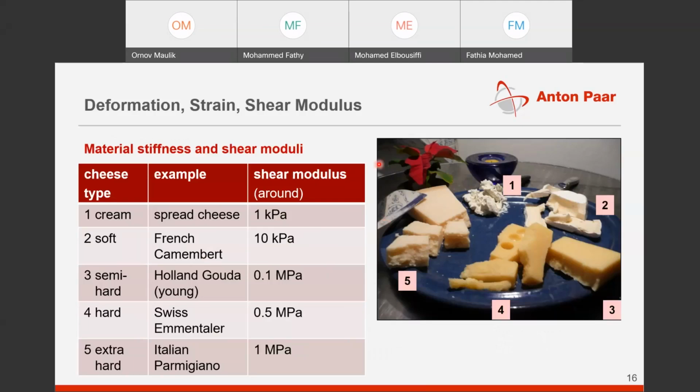Just to give you an example of a shear modulus and what it means, you can see here examples of different cheese products with different shear modulus. So we have a cream sample which has a very low shear modulus. That means the hardness of this particular cream sample is very low. Whereas if you go to extra hard cheese, then the modulus is comparatively very high.